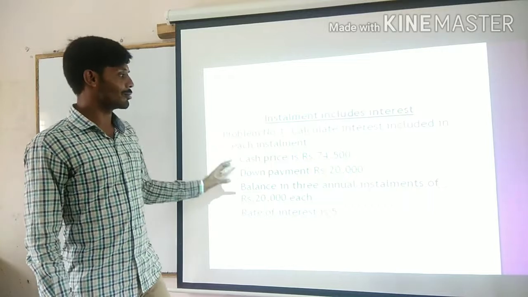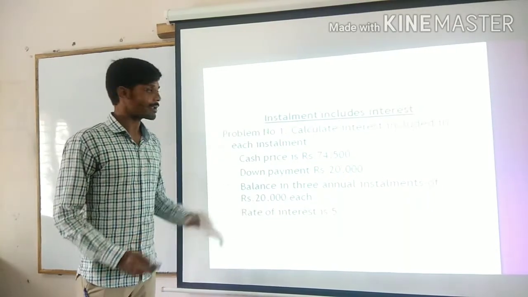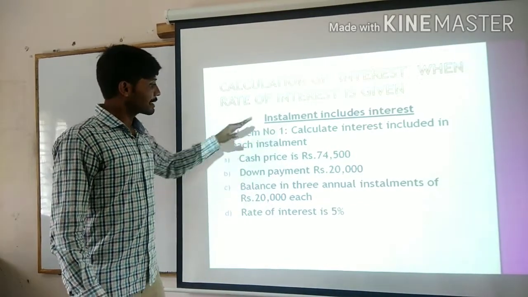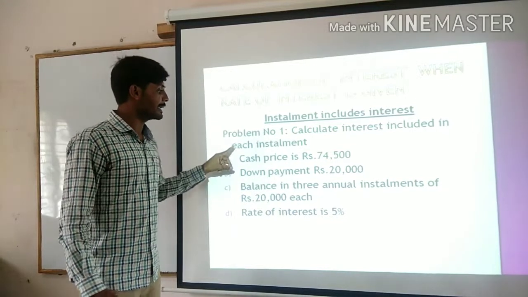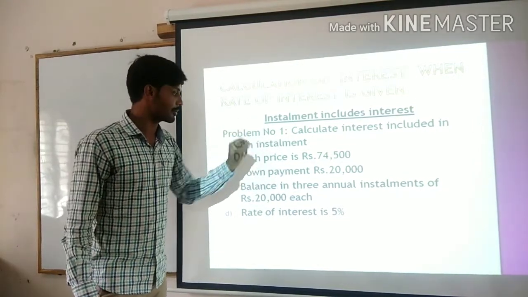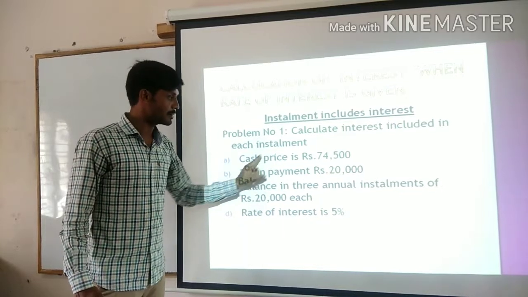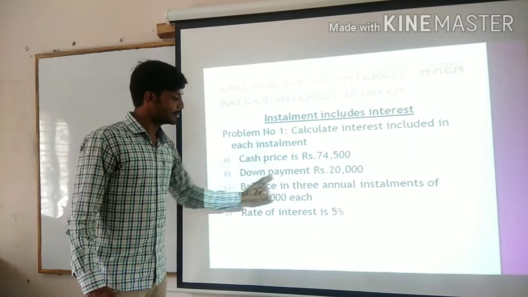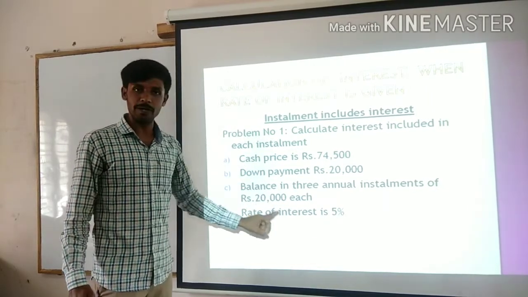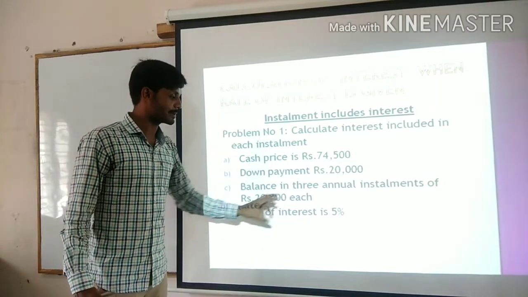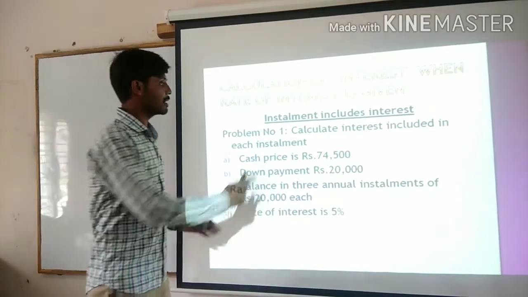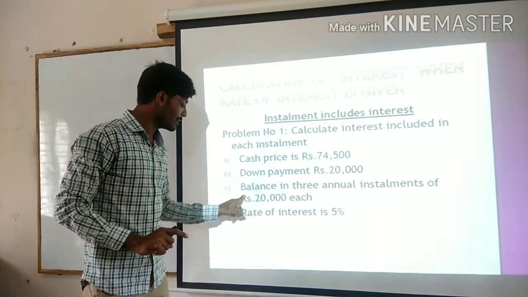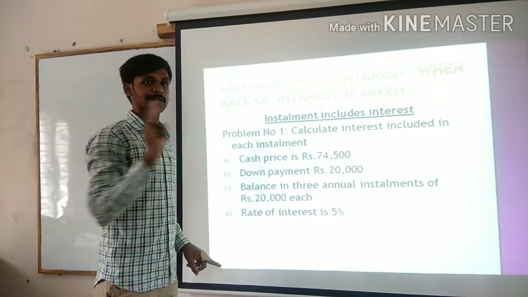So here you can see one question. We can see the first one. See here, the installment includes interest. Calculate the interest included in each installment. Cash price is given as 74,500. Down payment is given as 20,000 rupees. Balance in 3 annual installments of rupees 20,000 each. And the rate of interest is 5%. Okay. Here the installment includes the interest. That means this 20,000 includes the interest also.